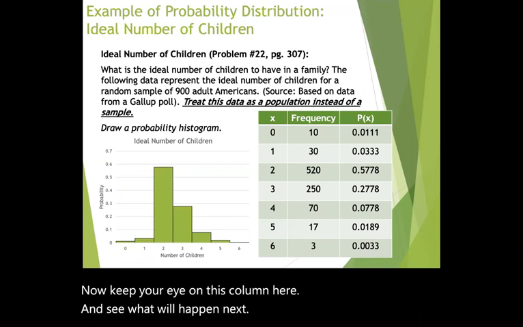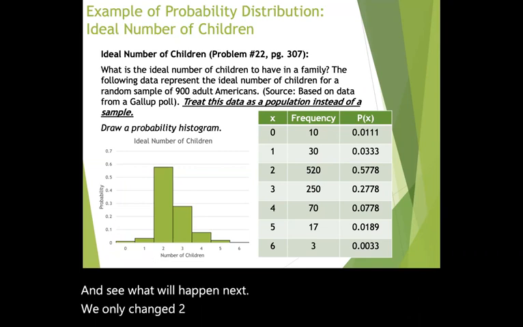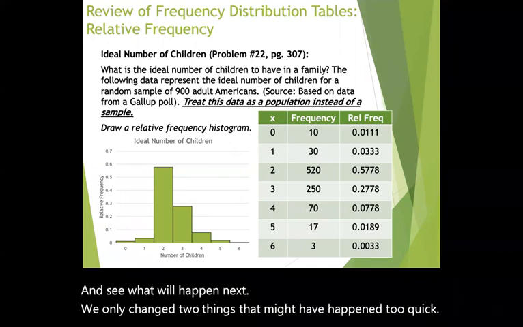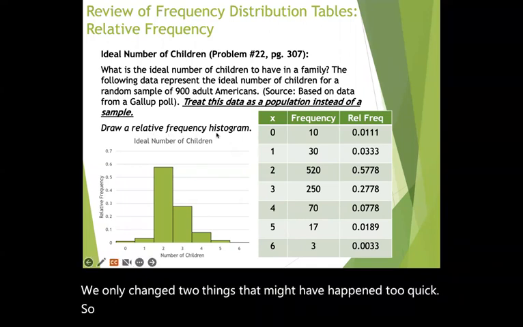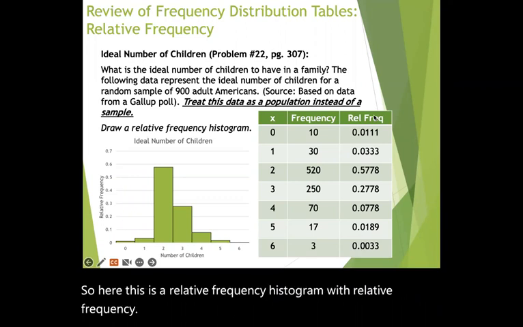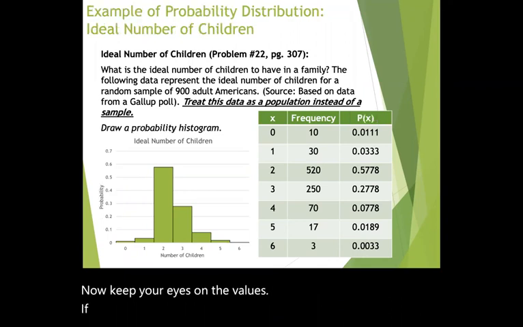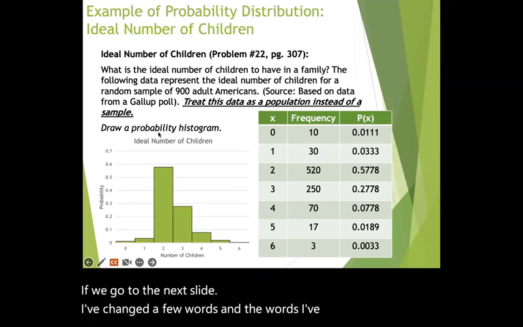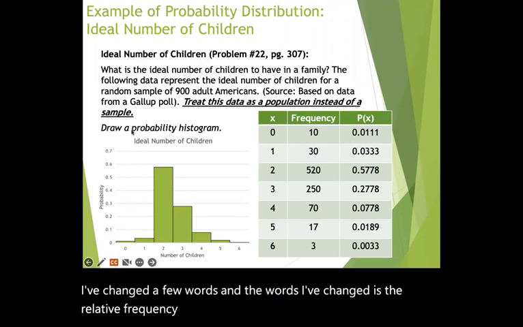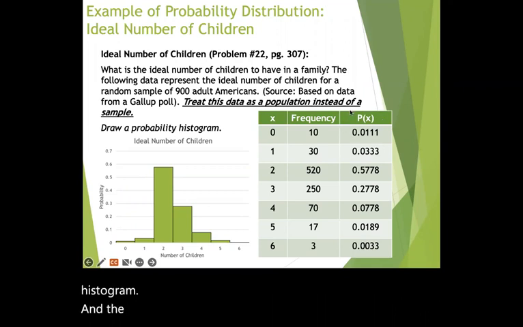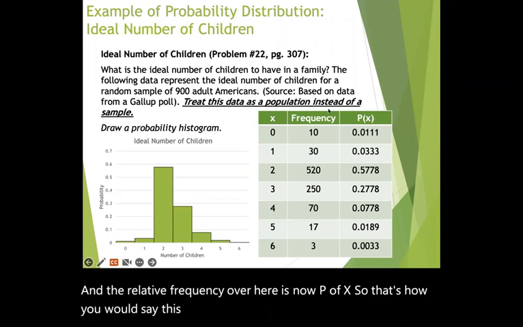We only changed 2 things. That might have happened too quick. So here, this is a relative frequency histogram with relative frequency. Now keep your eyes on the values. If we go to the next slide, I've changed a few words. And the words I've changed: the relative frequency histogram is now called the probability histogram. And the relative frequency over here is now P of X. So that's how you would say this. It's the probability of that data point.